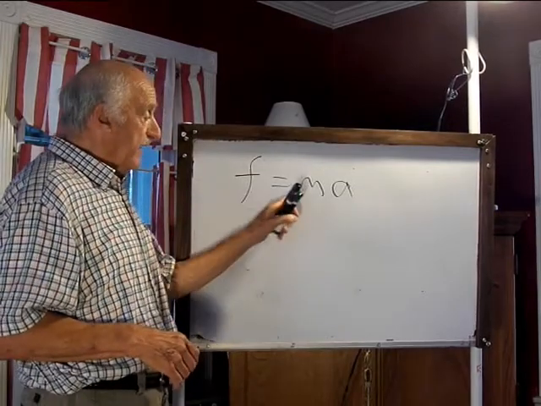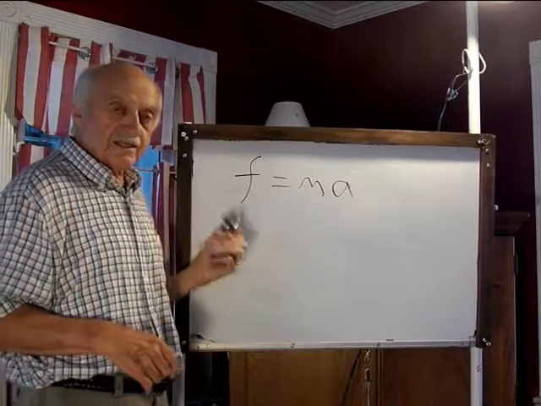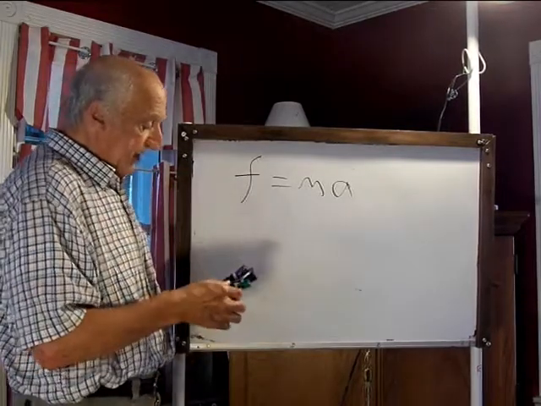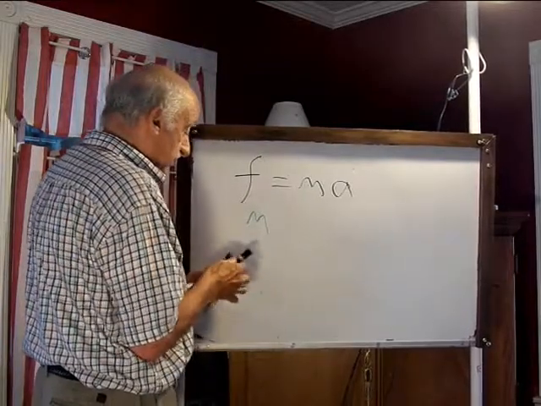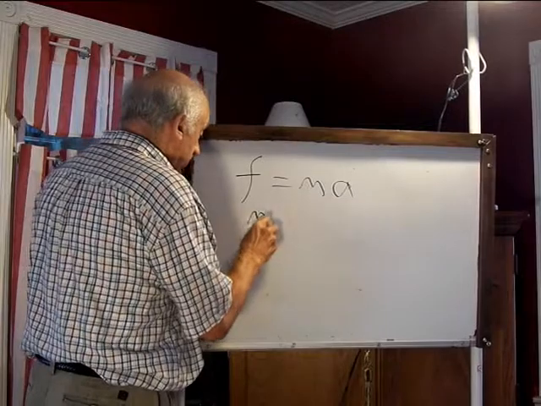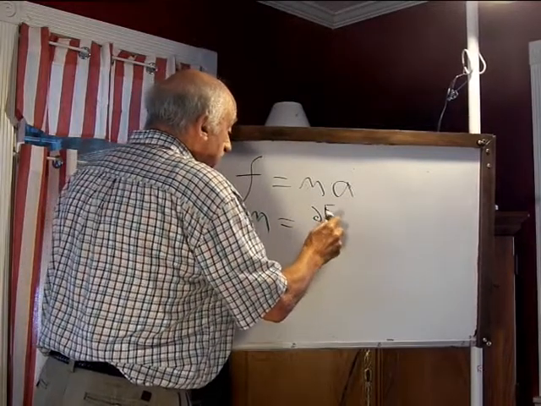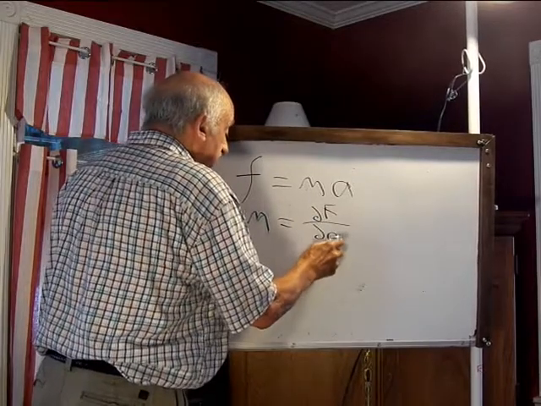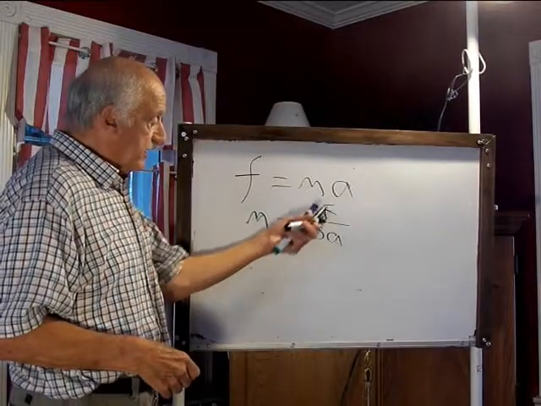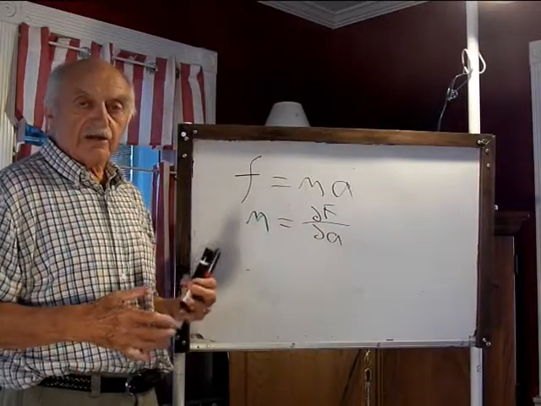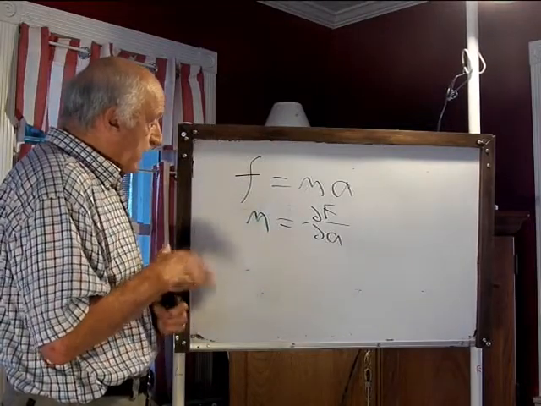But you could also say that mass is defined as the rate of change of force as the acceleration changes. And that's written like this, that the mass is equal to the rate of change of force divided by the rate of change of the acceleration. That's called a differential equation. And this is the slope of mass as it varies according to the acceleration.